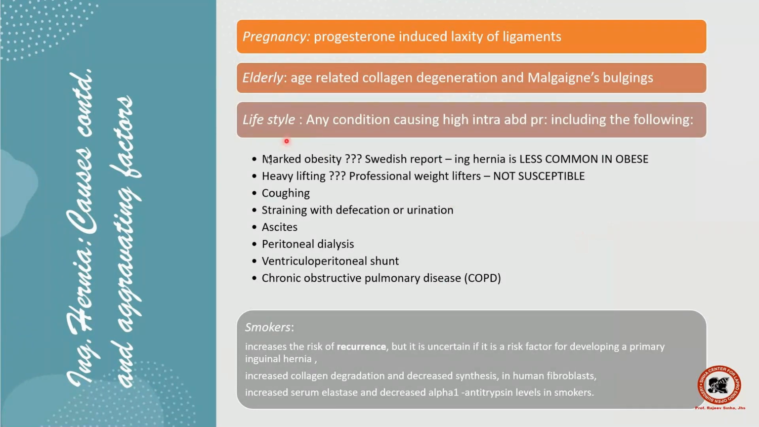And that's why a history related to all these factors is very important whenever you're taking a history of inguinal hernia. Smokers are also increasingly susceptible, but what is now being understood is that it is probably a cause for increased risk of recurrence rather than initial development of inguinal hernia. So it's uncertain whether initial development is more common in smokers, but recurrence is more common and has to do with collagen degradation, with increased serum elastase and decreased alpha-1 antitrypsin level in smokers.